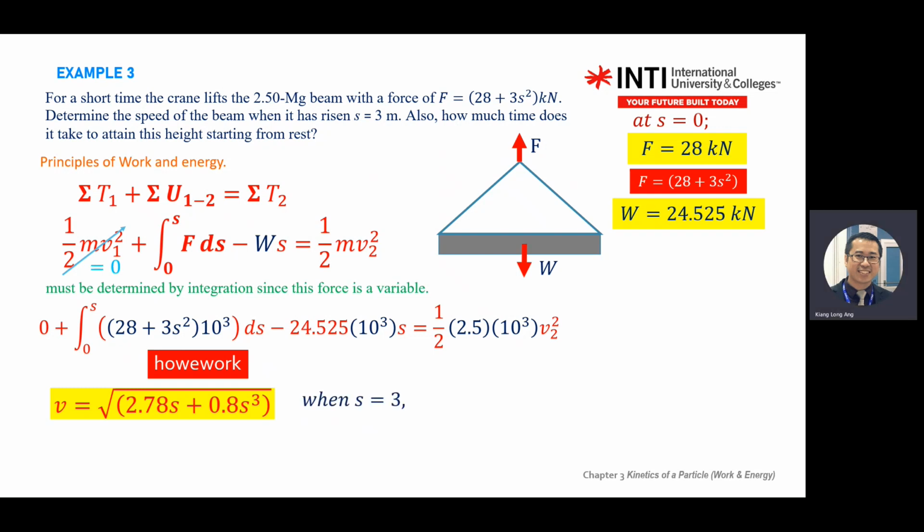So you're given that s is 3 meters. You want to look at what happened to that location. You substitute the s there, you find your v. For v, we pick the positive because we assume it goes up, positive. Velocity goes up. That's why we don't take the negative root.